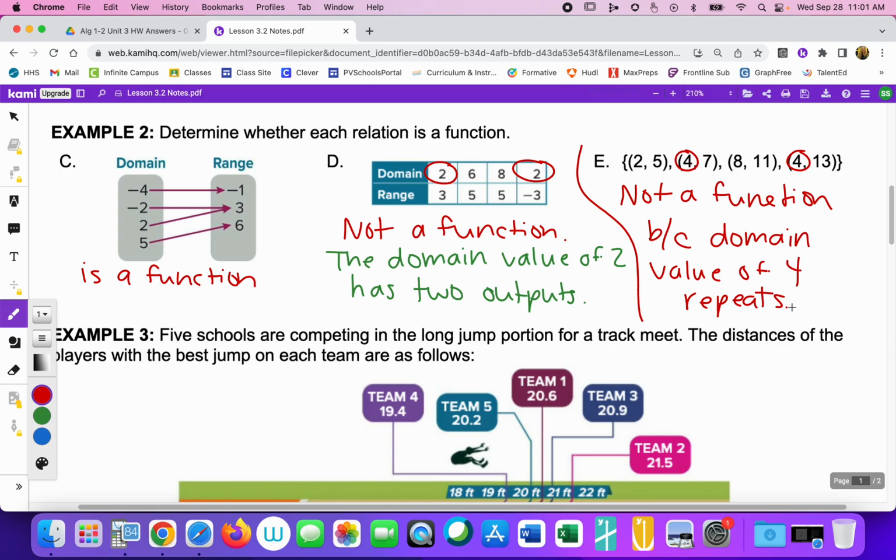If it is a function you have to explain, again, you can say every domain value has a separate output. Or the domain values do not repeat. That will convey the same message. Questions? So we're okay?